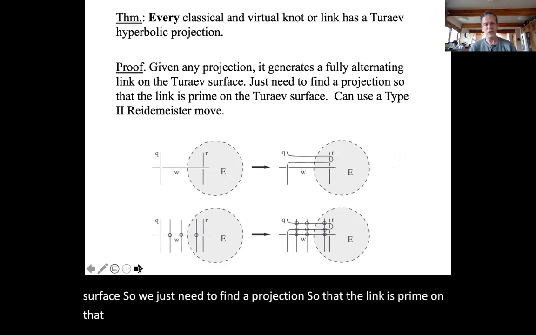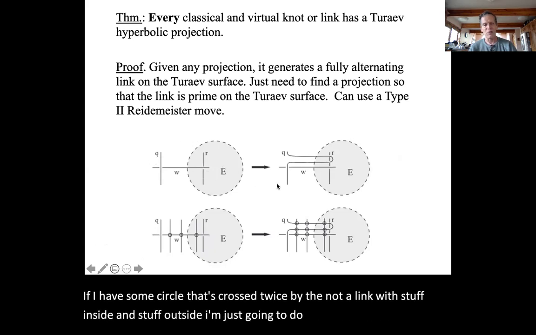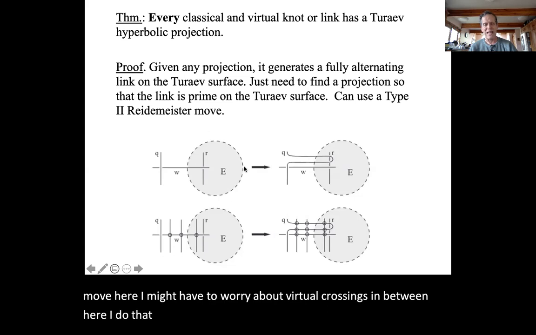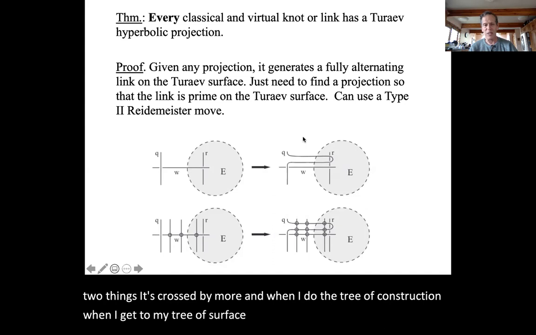And the trick is, if I have some circle that's crossed twice by the knot or link with stuff inside and stuff outside, I'm just going to do a type 2 Reidemeister move here, or I might have to worry about virtual crossings in between. Here, I do that, and I've destroyed that circle. It's no longer crossed just by two things, it's crossed by more. And when I do the Turaev construction, when I get to my Turaev surface, the link will no longer be composite. It will now be prime.